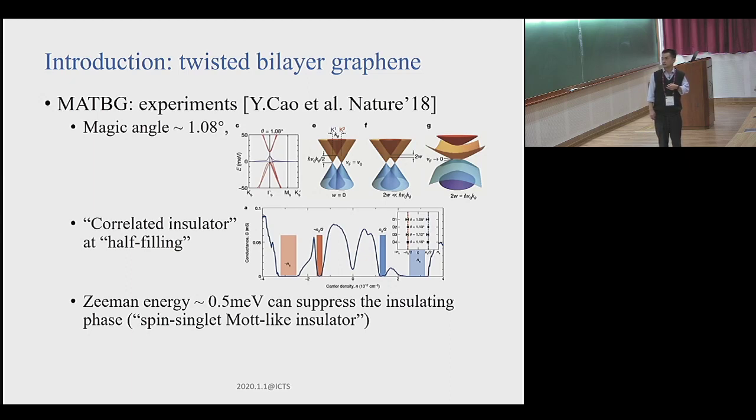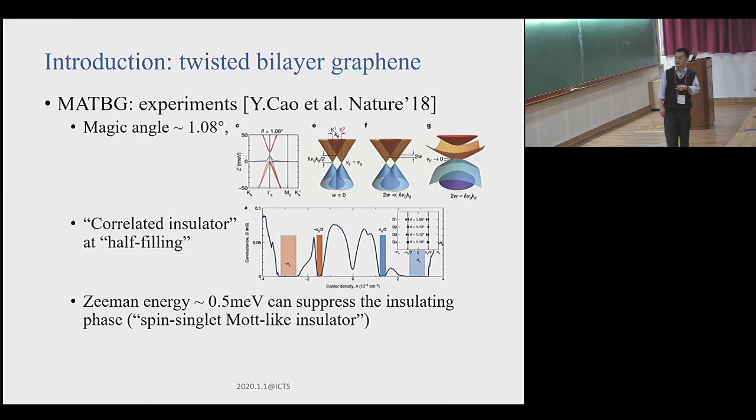This half filling could originally be very confusing. Previously in graphene, we thought half filling referred to the charge neutrality Dirac point, but here by half filling they actually mean that on top of the charge neutrality point, which is labeled n equal to 0, you still have half an electron per spin and per valley. That is, n equal to plus or minus 1/2.